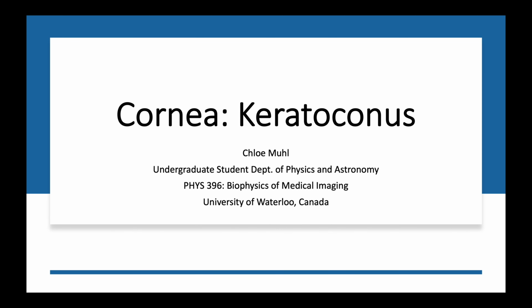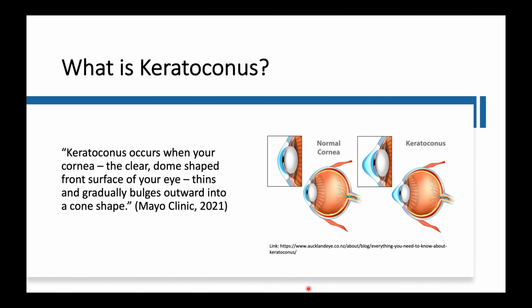My name is Chloe, and today I will be talking to you about keratoconus, which is a disease that affects the cornea of the eye. As a small introduction on what exactly keratoconus is, it occurs when your cornea, the clear, dome-shaped front surface of your eye, thins and gradually bulges outward into a cone shape.